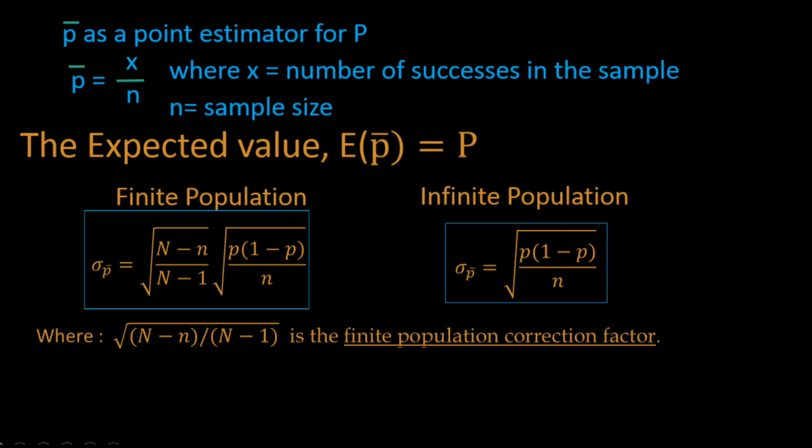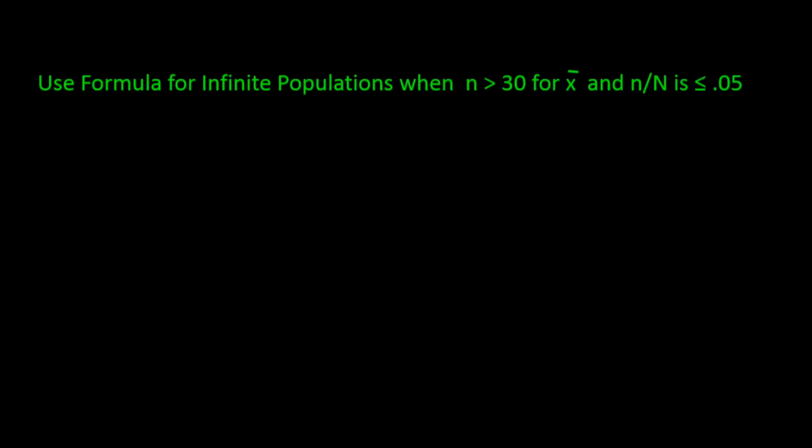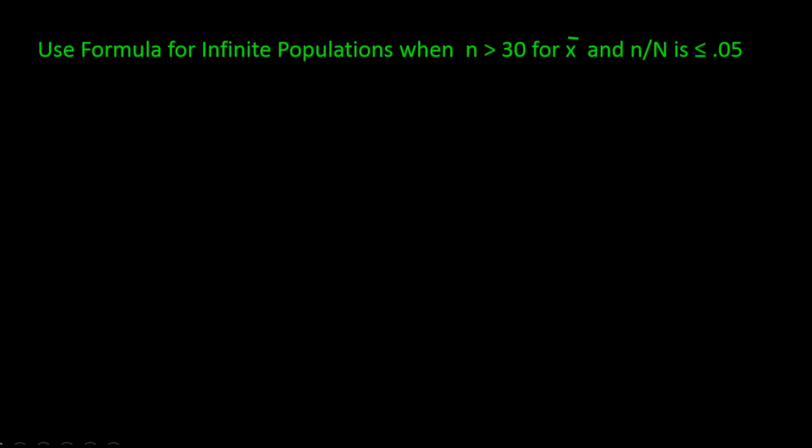So we will almost always use the formula on the right for infinite populations. In the case of x bar, we use a rule of thumb that n should be greater than 30. For proportions, the rule of thumb is that little n divided by big N is less than or equal to 0.05. So let's look at this more closely.